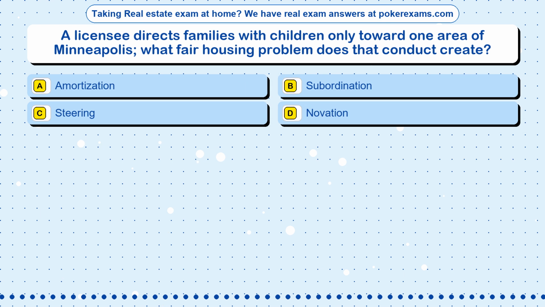Question 59. A licensee directs families with children only toward one area of Minneapolis. What fair housing problem does that conduct create? Option A, amortization. Option B, subordination. Option C, steering. Option D, novation.